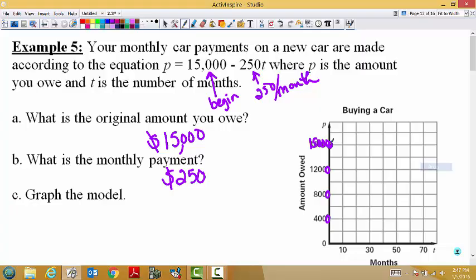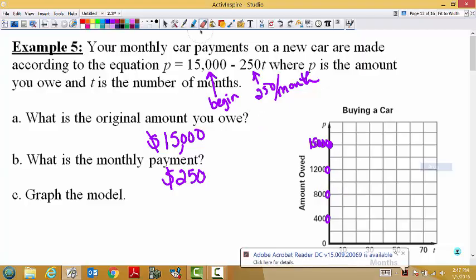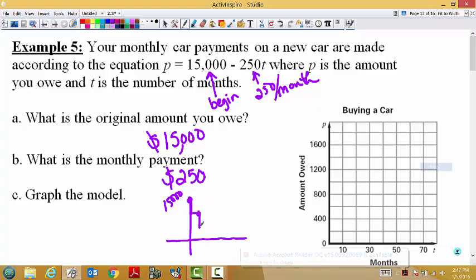We're going to put our point right there, and then we're going to go down 250. Why wouldn't it count by 250s? Forget it, we're not doing that. We're going to go up to 15,000, and then go down 250 and over 1. Down 250 and over 1. And it's going to look like that.